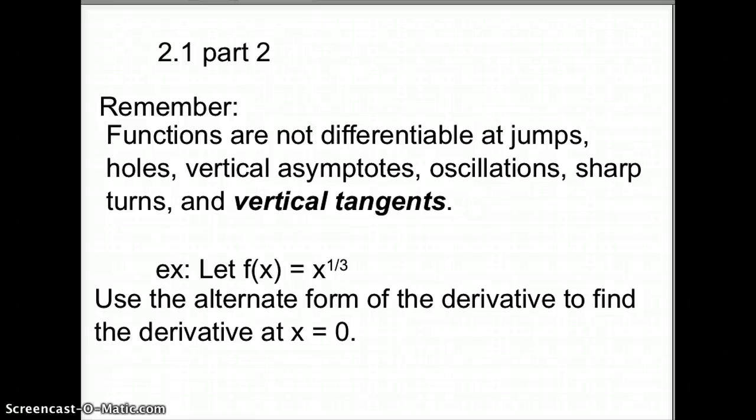Here we go. 2.1. Functions are not differentiable at jumps, vertical asymptotes, or oscillations, and also not differentiable at sharp turns or vertical tangents. Let's examine the vertical tangents idea. Let f of x equal x to the 1/3 power. Define the derivative at x equals 0.